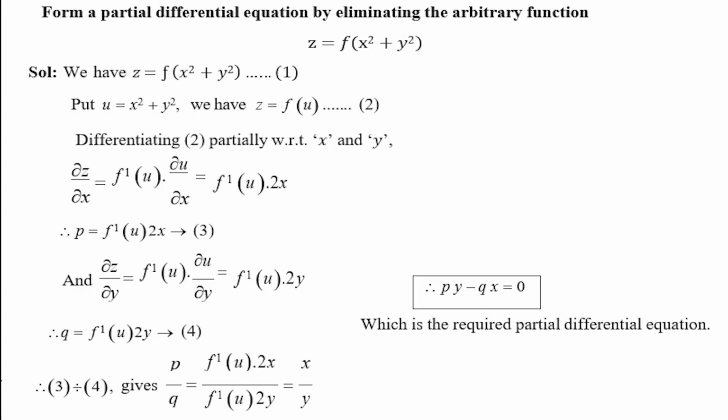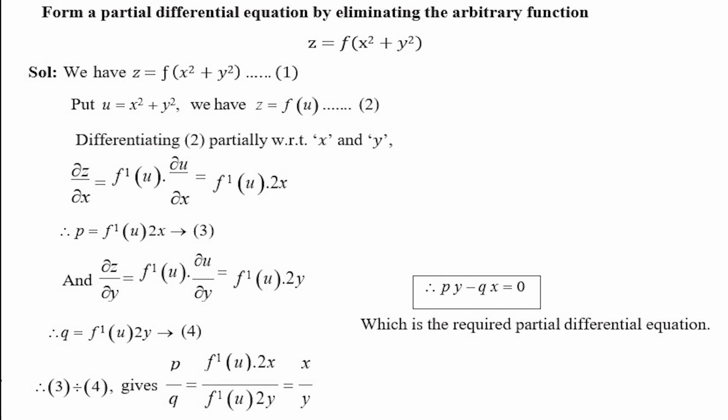An example problem. Next we see an example problem for partial differential equation by eliminating the arbitrary function. z equal to f of x square plus y square. Here put u equal to x square plus y square. In equation number 1, we get z equal to f of u. Differentiating equation number 2 partially with respect to x, we get ∂z/∂x equal to f dash of u into ∂u/∂x. That is, f dash of u into ∂u/∂x, whose value is 2x.